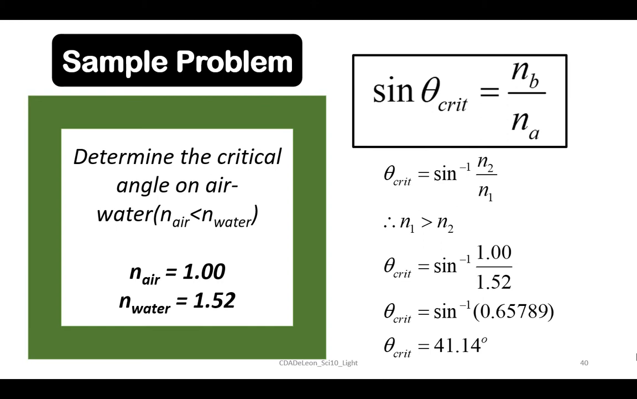So using the general formula, since we need to transfer the sine on the other side, it becomes sine -1 or arc sine. Okay, so let's do the computation. Sine -1 and then 1 divided by 1.52. So in this set, we have the quotient is 0.65789. And then sine -1, the computed value is 41.14.